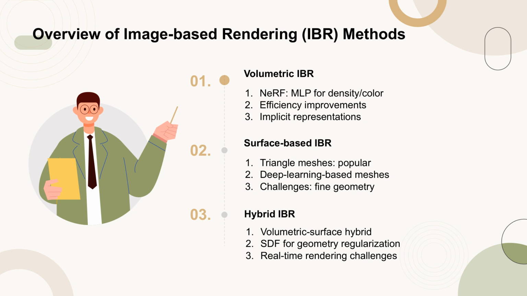Volumetric IBR methods, such as neural radiance fields, NeRF, use a multilayer perceptron to model a continuous volumetric function of density and color, enabling high-quality rendering. However, improvements in efficiency and memory usage are still being explored. Surface-based IBR methods, particularly those using triangle meshes, are popular due to their efficiency in rendering but face challenges in capturing fine geometry. Hybrid IBR methods aim to combine the strengths of both volumetric and surface-based approaches, often using implicit signed distance functions for geometry regularization, though real-time rendering remains a challenge.